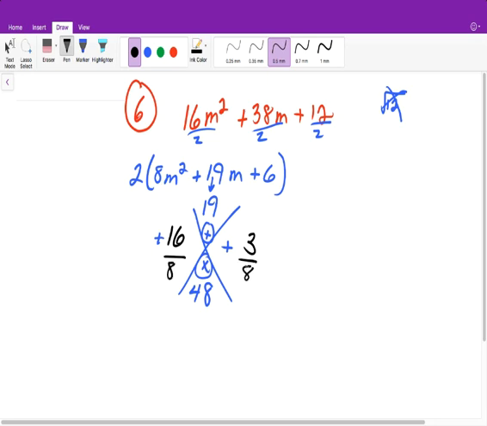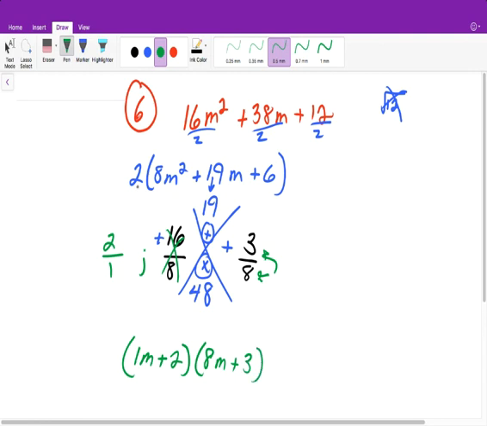So for each of these, make sure you're dividing by that number in front of the x squared, or m squared in this case. So 16 over 8 reduces to 2 over 1. So we don't need to worry about that one anymore. Remember, we start from the bottom, so it's going to be 1m plus 2. And now we're here, so it is 8m plus 3, and then this number in front, the 2, gets written out in front as well. All right, you cannot forget your GCF.